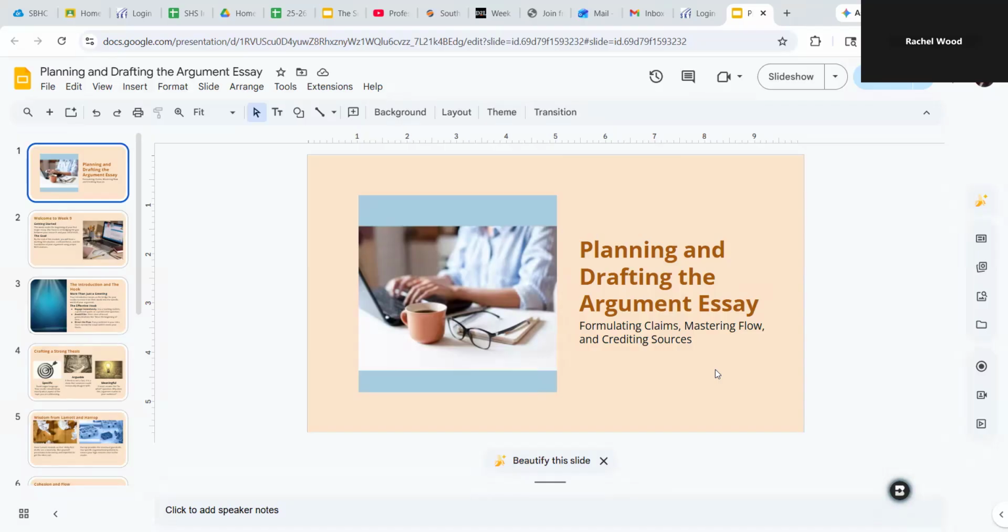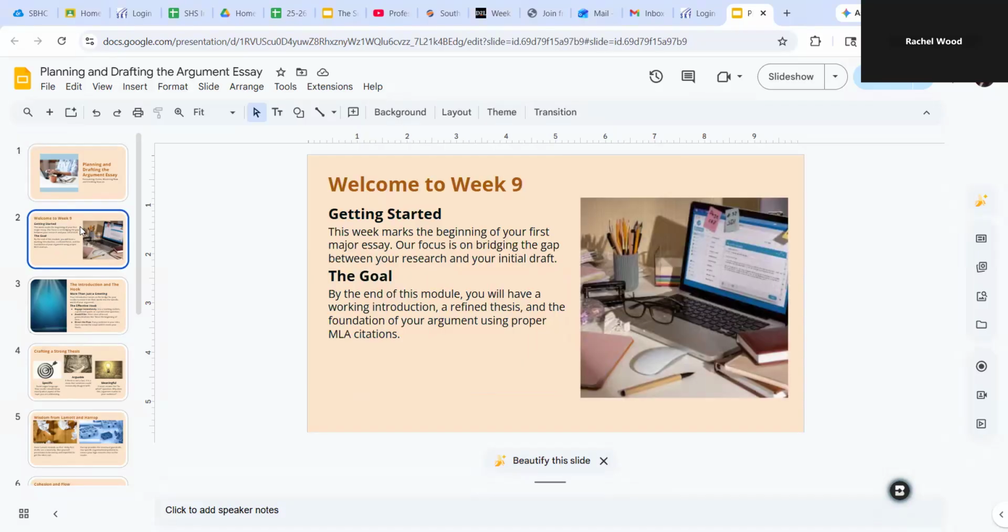That being said, it is critically important that this is your first major essay. Your focus is going to be on bridging the gap between research and your final draft. So ultimately, you'll have a working introduction, a refined thesis, and the foundation of your argument using proper MLA citations.